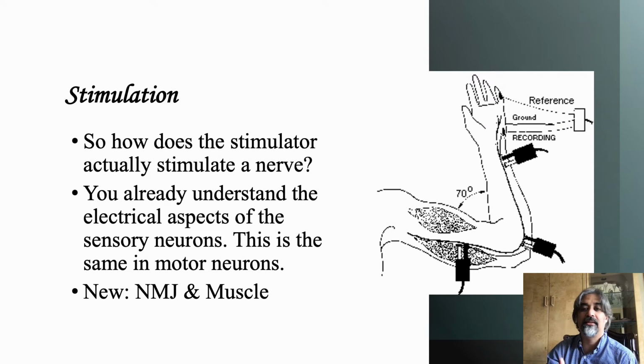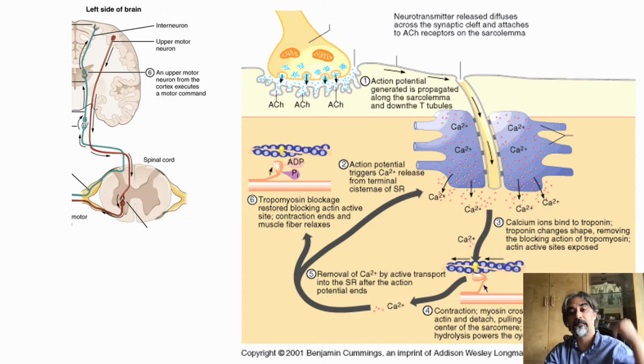So, how does the stimulator actually stimulate a nerve? Well, you already understand the electrical aspects of the sensory neurons. This is the same in motor neurons up to a point. The new information you need is regarding the neuromuscular junction and the muscle. These are obviously not present or relevant to the sensory study. I'm going to briefly show you the whole process of neuromuscular transmission first, then describe it in detail, then show you this exact same slide again.